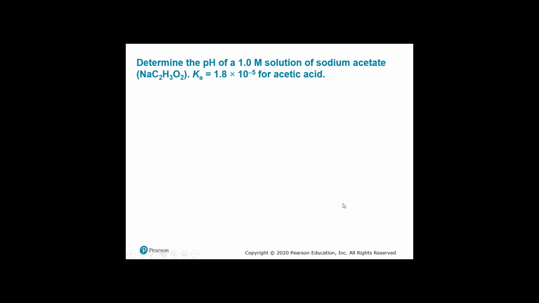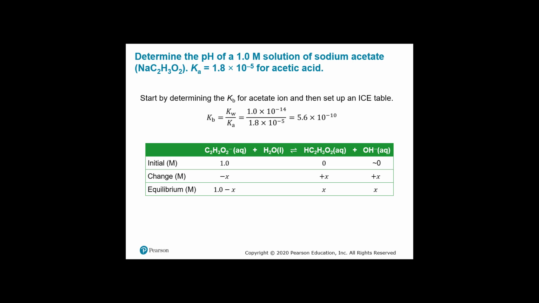Determine the pH of a 1.0 molar solution of sodium acetate. Ka is 1.8 times 10 to the negative 5 for acetic acid. So in order to discover the pH, we need the hydronium concentration. So here, let's take a look at what we have. We're going to start with Kb for the acetate ion and then set up an ICE table. Okay, so we need to set up an ICE table for this. Why? Because we're dealing with a weak acid or weak base. And remember, we are affected by hydronium content and the hydroxide content. So we need to make sure that we are actually dealing with whatever is the weak acid or the weak base.